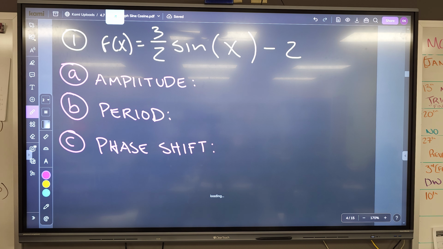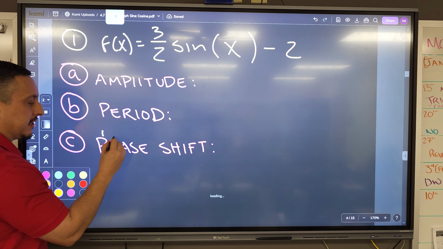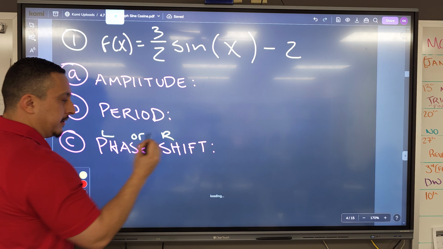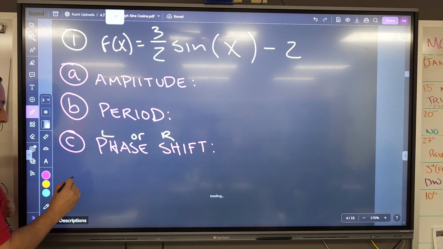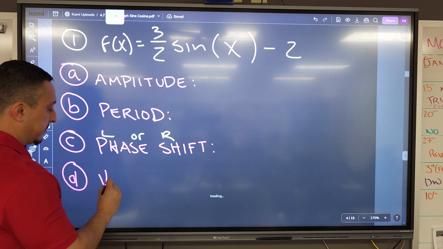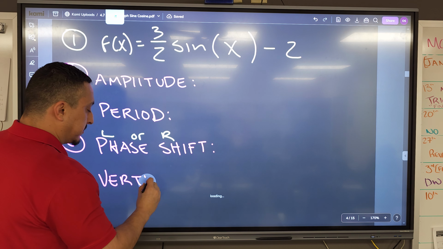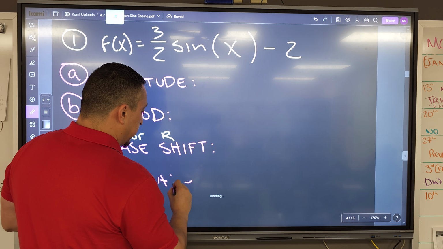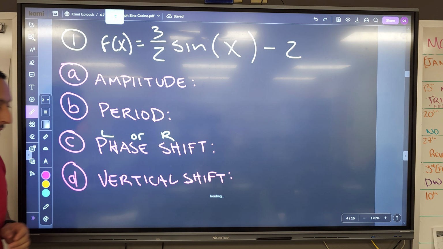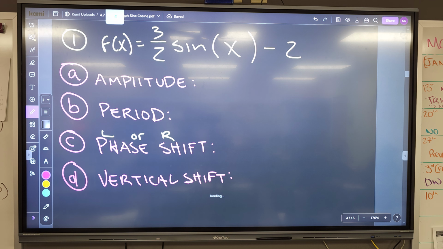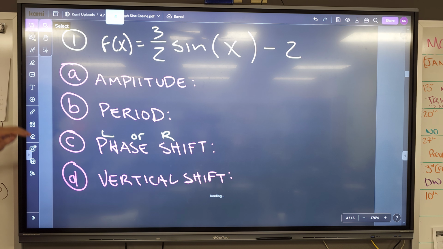It just means left or right. Okay, phase shift just means left-right movement. And then D is your vertical shift. What does vertical mean, guys? Up, down. Okay, up, down. So that's your up-down movement.